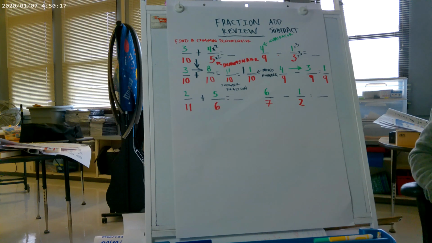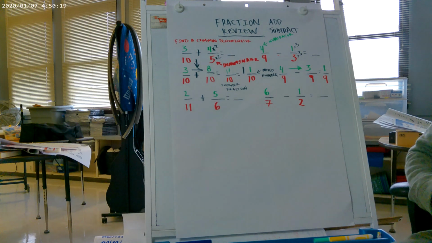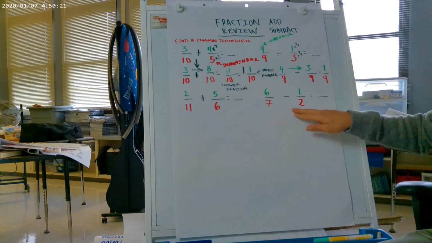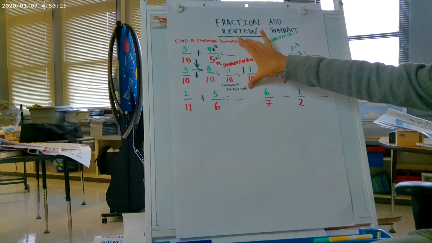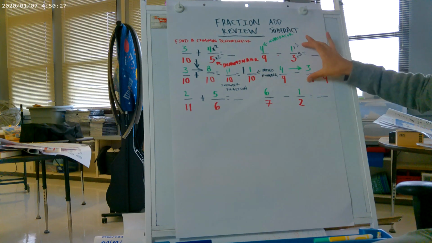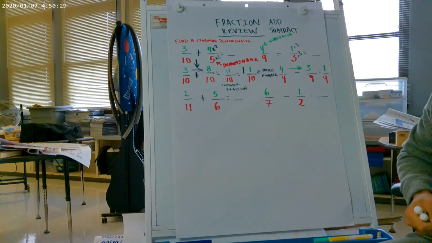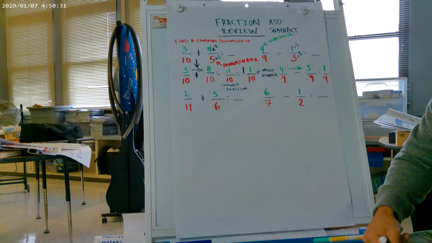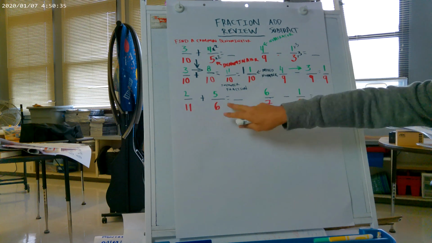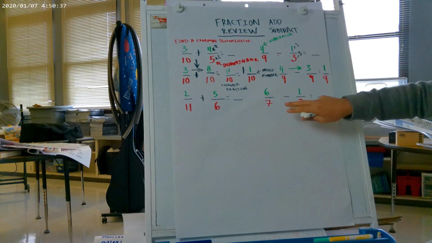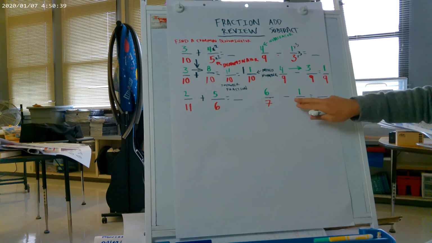So, if you have not done these ones already, we solved these ones up here, so you can use these as an example. But I'm going to put on the clock, and I'm going to give you some time to go ahead and solve 2/11 plus 5/6, and then try solving 6/7 minus 1/2.